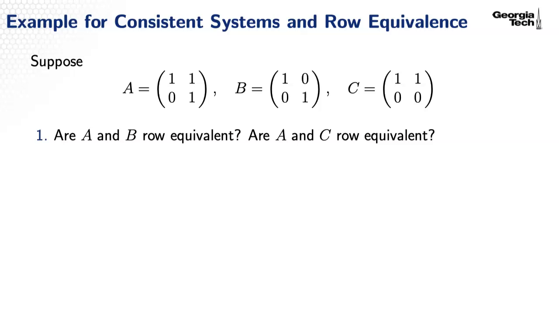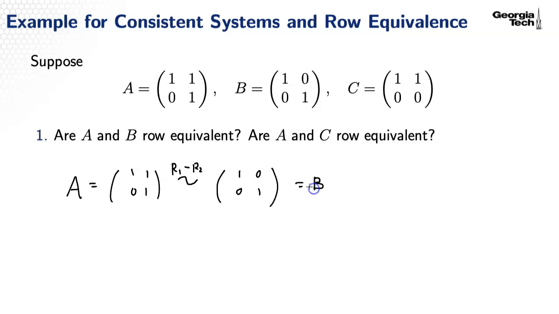Well, yes. Let's see if I can write this a little bit better. A is 1, 1, 0, 1, and I take the second row, row 2, and I subtract it from the first row, so I go R1 minus R2, put that in the first row, I get 1 minus 0 is 1, 1 minus 1 is 0, 0, 1. So there's a sequence of row operations, in this case just one row operation, that takes me from A to B. So A and B are row equivalent, so yes.